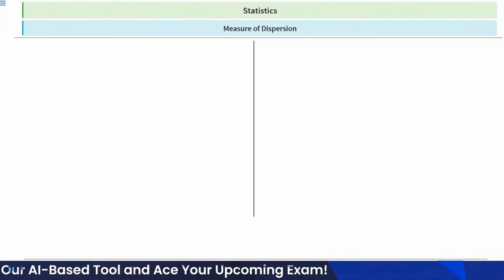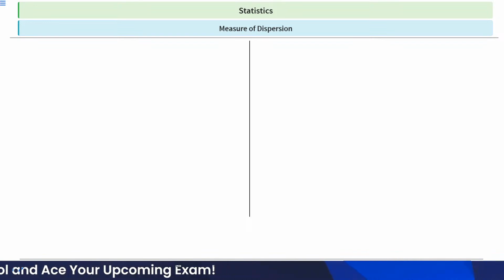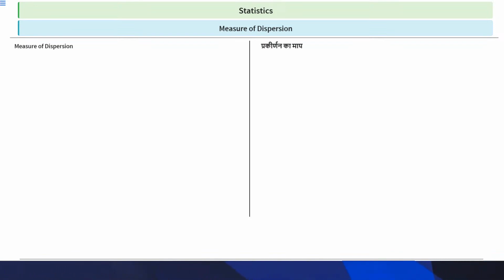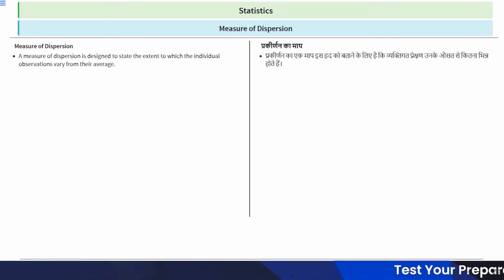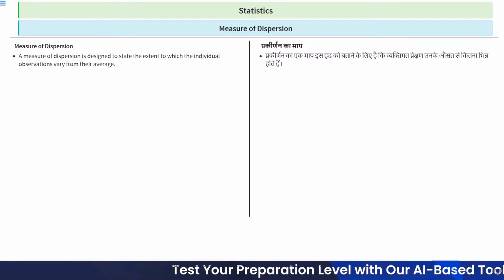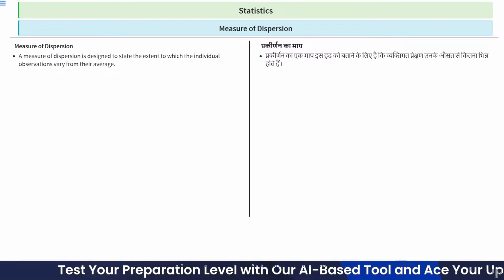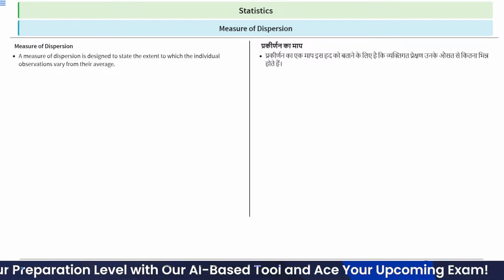Next, measure of dispersion. A measure of dispersion is designed to state the extent to which the individual observations vary from their average, right?